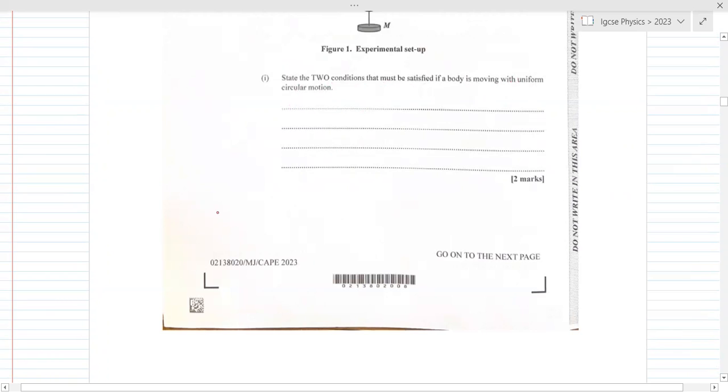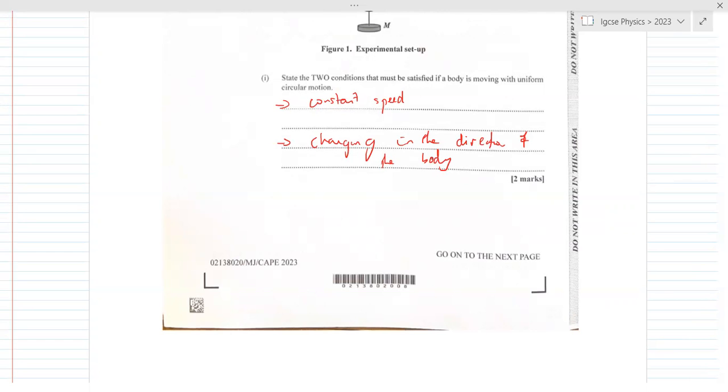So for that question, my answer would be that there needs to be constant speed, okay? For the object to be moving in uniform circular motion, the object has to be moving at a constant speed. Likewise, the object needs to be changing its direction, so there has to be some form of change in the direction of the body. The main reason the direction needs to be changing is so that we can give rise to velocity, and velocity would then give rise to acceleration, okay?